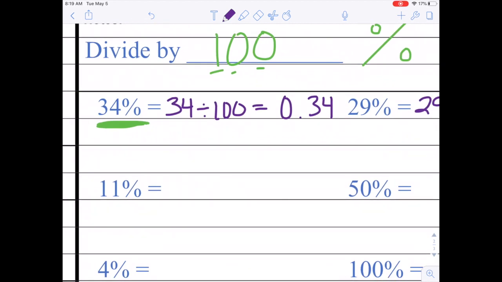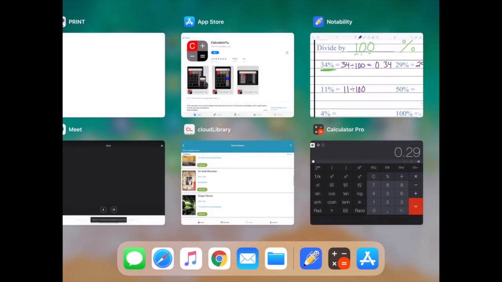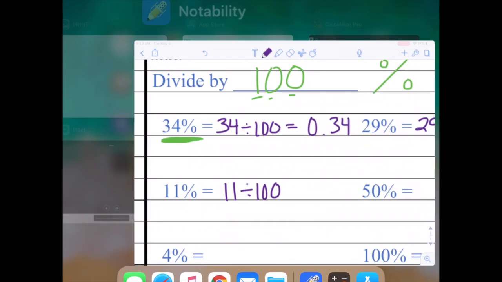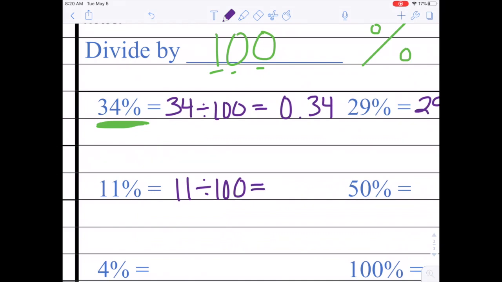Next one, I have 11 divided by 100. $0.11. You might already be noticing there's kind of a pattern. We are moving the decimal from where the decimal is in this number, you can't see it, but it's here, over 2 spots to here.